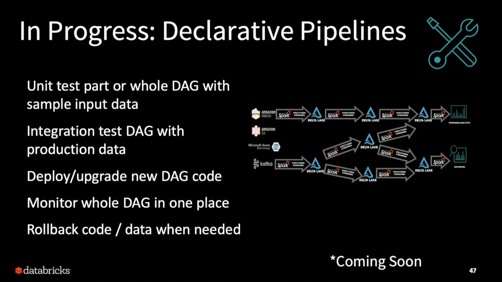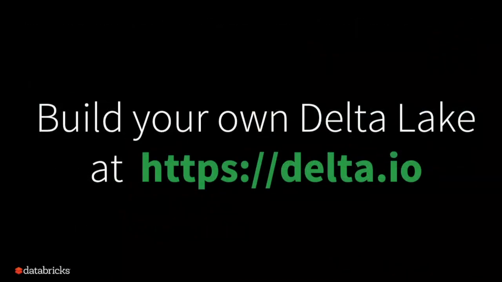So you should be able to very easily deploy entire new versions of the DAG, upgrade the entire versions, or roll back the entire version of the DAG, including rolling back both the code as well as the data in the intermediate Delta tables. So you should be able to do all of that. So we're working on this. So stay tuned. Please try out Delta Lake as it is right now, and we have a lot more exciting things coming up. So again, stay tuned.